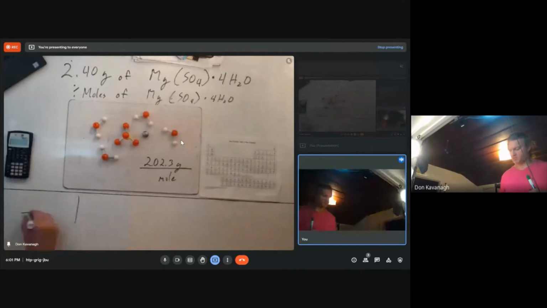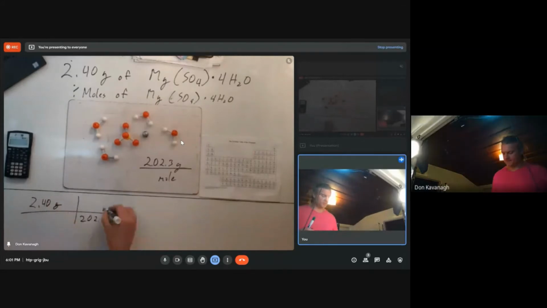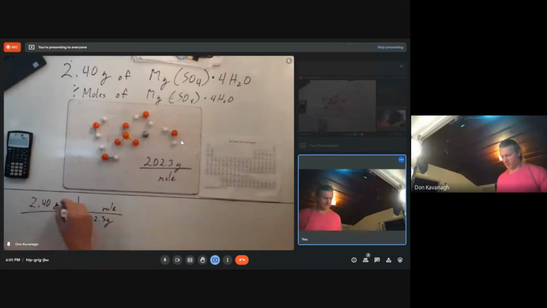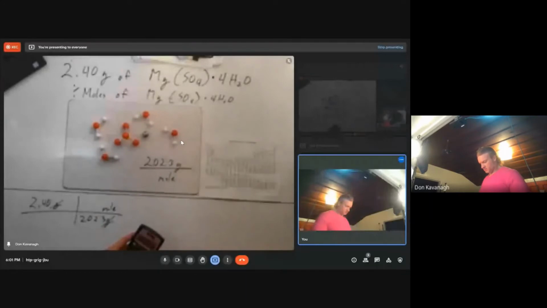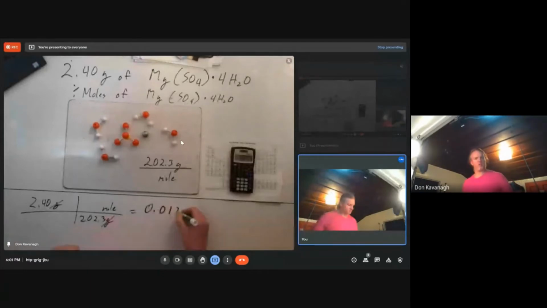2.40 grams, 202.3 grams per mole. Units cancel, and this will be the moles of MgSO4 with 4 waters. Okay, that's not a new problem. We've done it in the past, but this one has a twist right here.